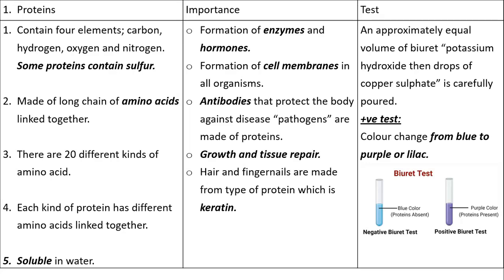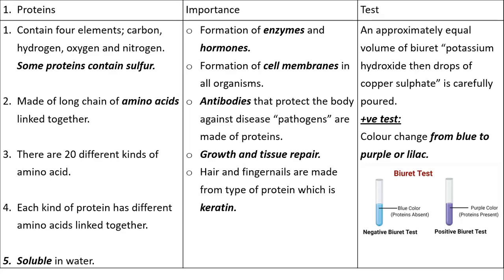Amino acids linked together will give us a protein. There are different kinds of amino acids, to be exact, 20 different kinds. Their different combinations together will give you an endless number of proteins. Each kind of protein has a different arrangement of its amino acids. And that's why you have a lot of proteins. They are soluble in water. They dissolve in water. They like water.